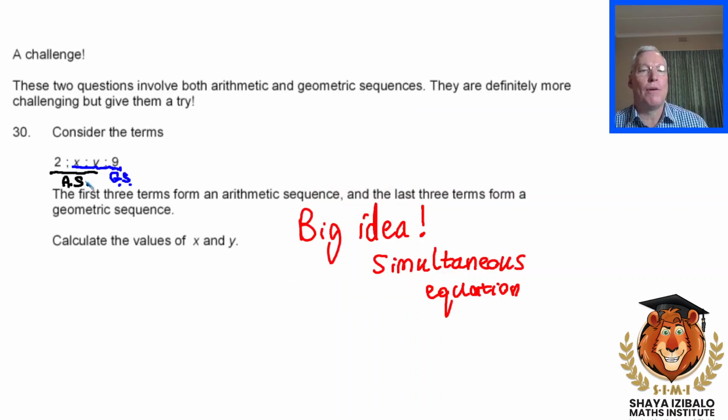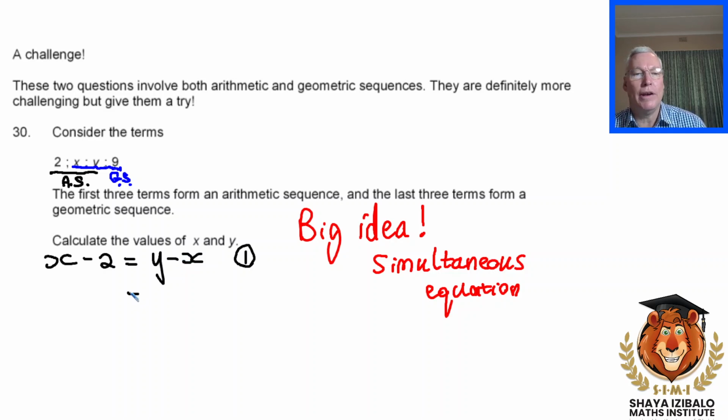What we know from the fact that the first 3 are in arithmetic sequence, we know that x minus 2 must be the same as y minus x. Okay, that is an equation. Just using the fact that those first 3 form an arithmetic sequence, the difference, t2 minus t1 must be the same as t3 minus t2. Right. Let's get y on its own here, and we're doing this with a view to solving these equations simultaneously. So what I'm going to do is add x to both sides. Remember equations, remember the scale. Y is the same as 2x minus 2. This is still equation number 1.